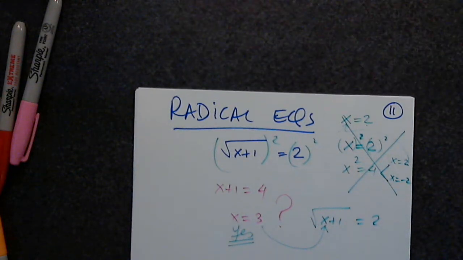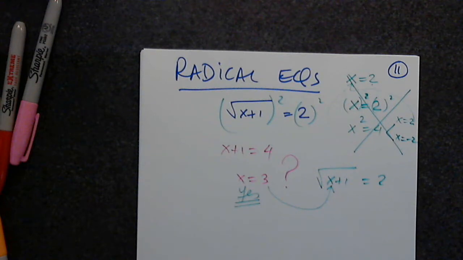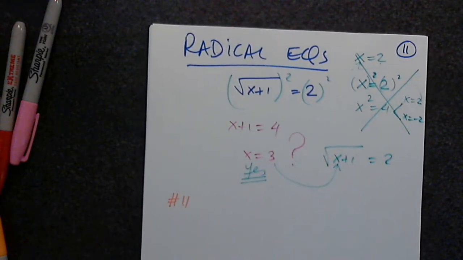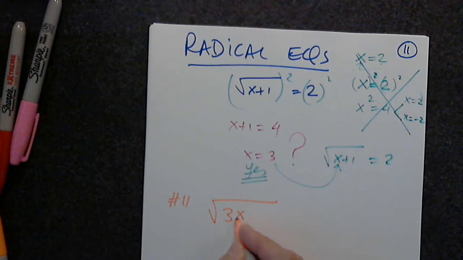And now we can look at more complicated situations. On page 185, let's start with still a simple one like 11. The square root of 3x plus 18 equals x. This is really the next level.